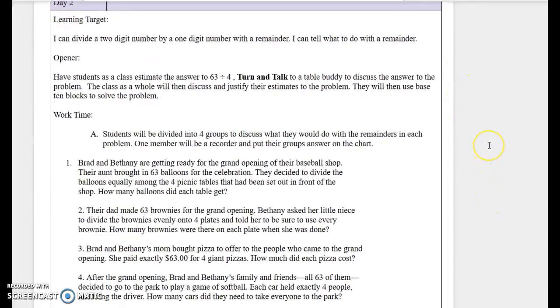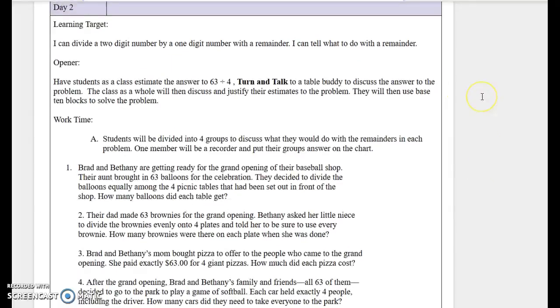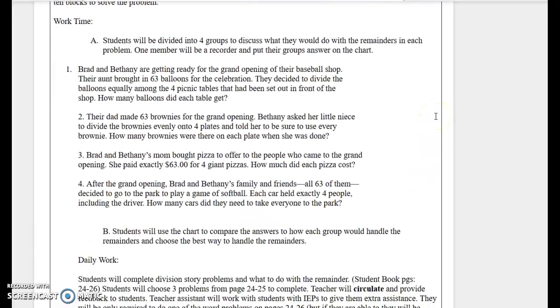The learning target for day 2 is I can divide a 2-digit number by a 1-digit number with a remainder, and I can tell what to do with a remainder. The opener will be to do a division problem together as a class, and they'll turn and talk to a buddy to try to solve it. Then they'll use this problem in their groups to decide what to do in 4 different situations with remainders: if they have balloons, brownies, pizza, and people going in a car that can only hold 4 people, how they're all going to get there.